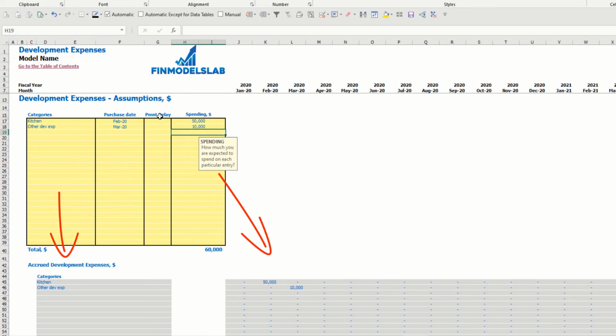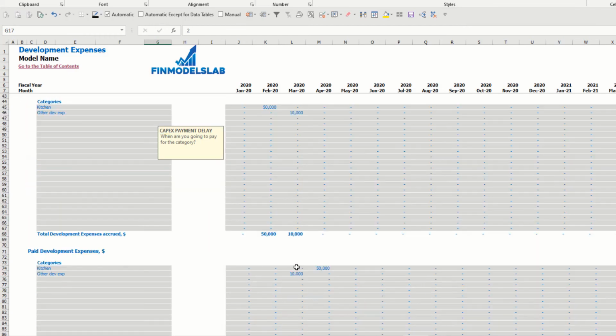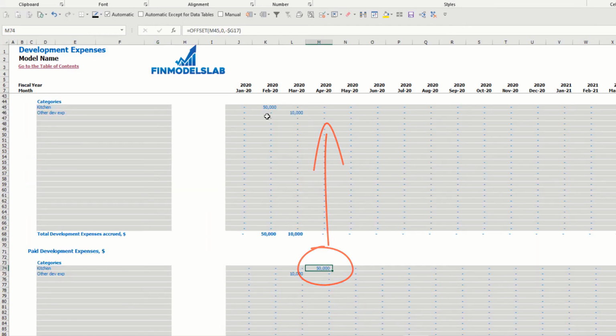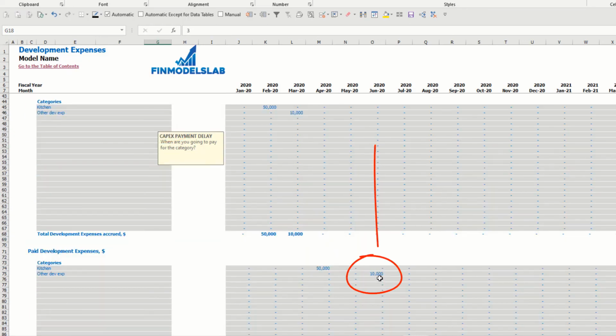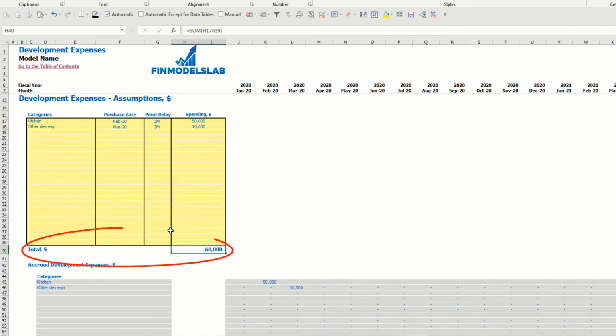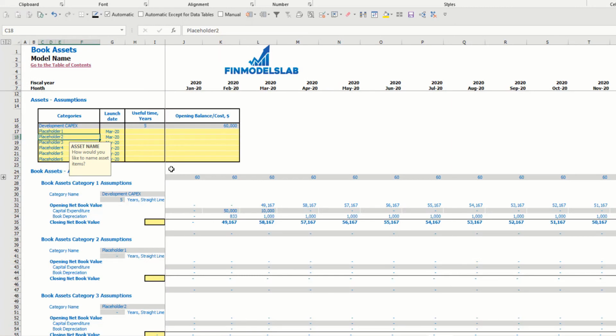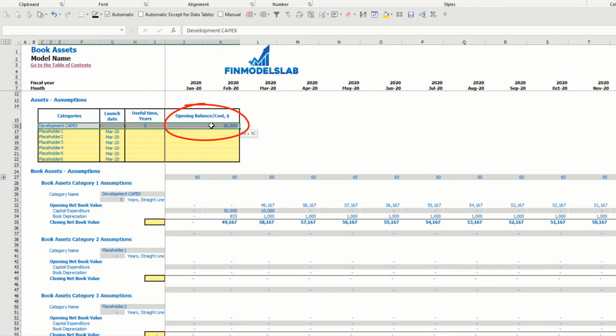You can also use the payment delay feature, which means that if you select 2 months for the kitchen, you will pay in April for the kitchen, and for example 3 months for other development expenses, which means that you will pay for it in June 20. The total amount of development expenses is connected to the assets tab. You may see it here.